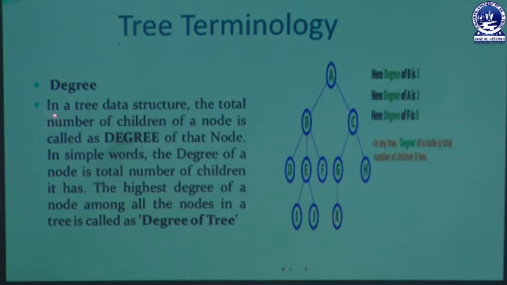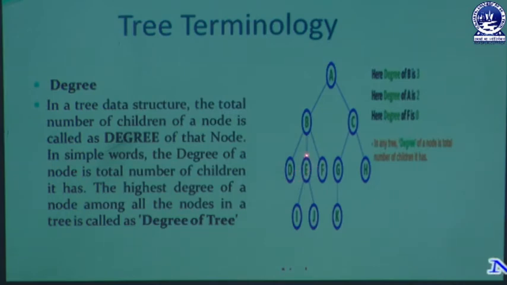So the definition is: the total number of children of a node is called the degree of that node. In simple words, the degree of a node is the total number of children it has. The highest degree of a node among all the nodes in a tree is called the degree of the tree. That means the degree of a node is the number of children of that node. If we ask about the degree of the tree, in the whole tree, the highest degree of a node is called the degree of that tree.